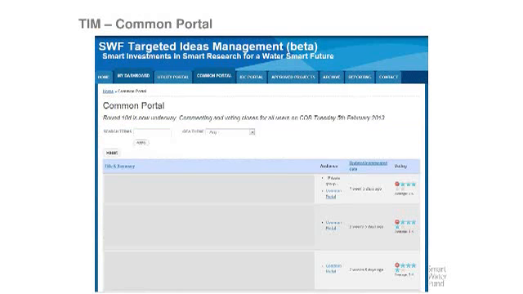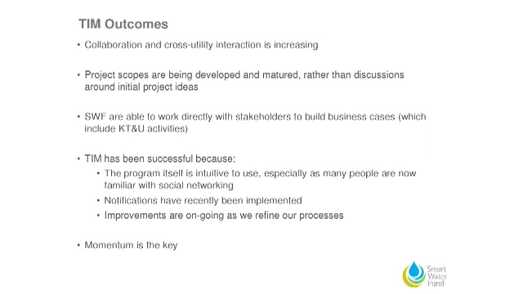This is the Common Portal. You'll see they start looking quite similar. The same idea: you have the title and summary and the stars on the side. The IRC portal is the next one. Again it looks the same, but it lists different projects depending on the stage at which that project is at. The outcomes from this over the last 12 months have been really exciting.